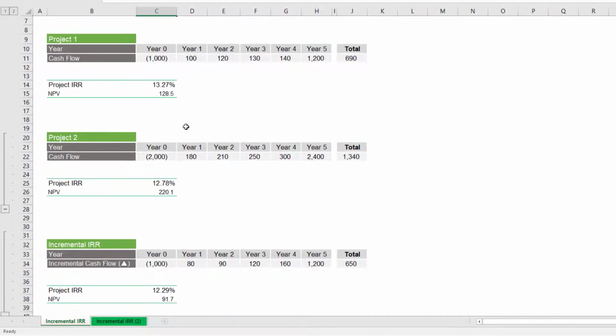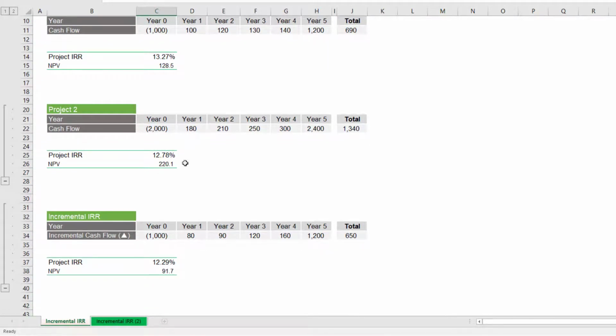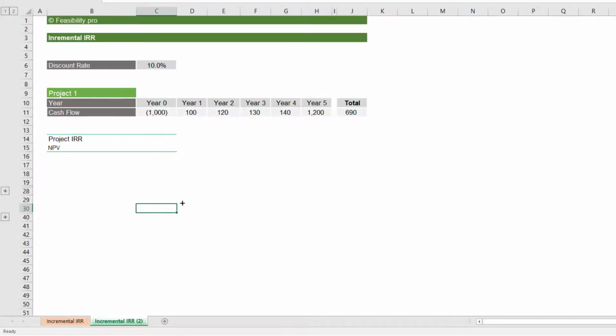So definitely, what should I do? Definitely, I should take this project, because it generates additional NPV and it gives me an IRR which is above my hurdle rate. Now, we have this example. I will look at another example where we will see what we should do if the incremental IRR is 0. So let's go to the second example.